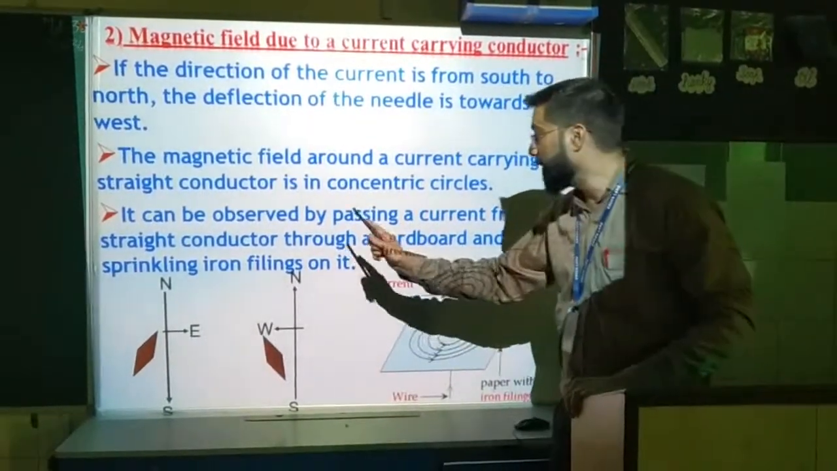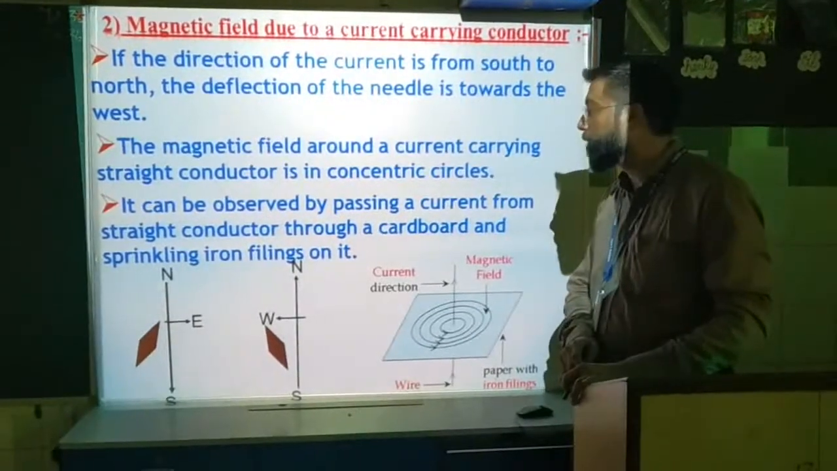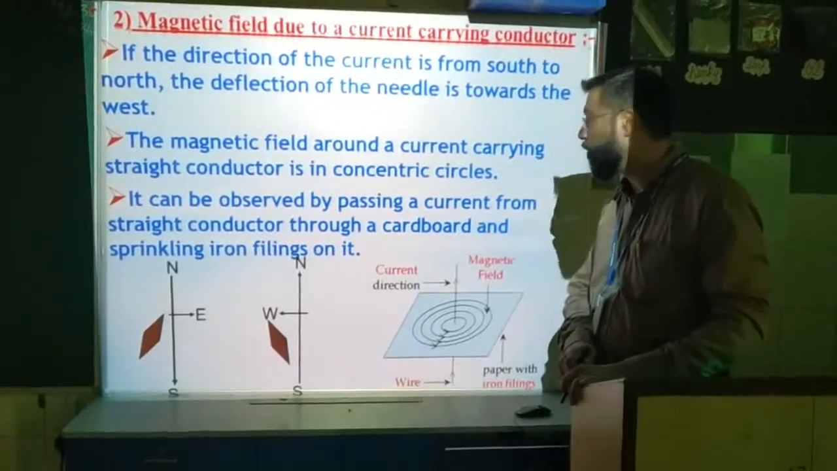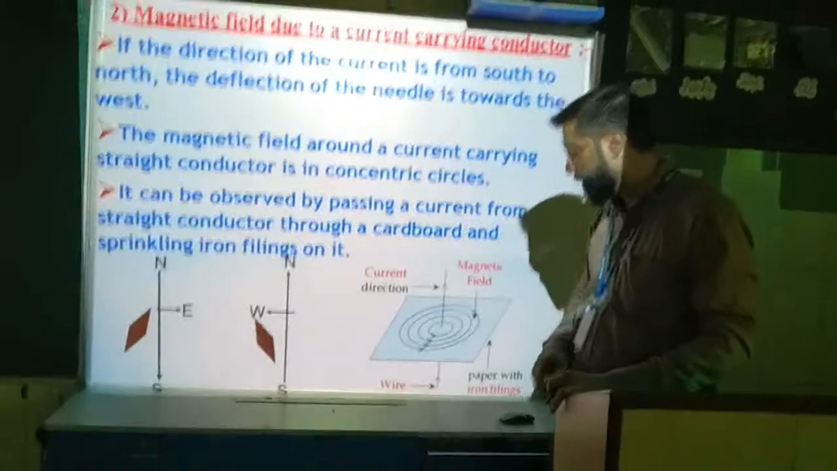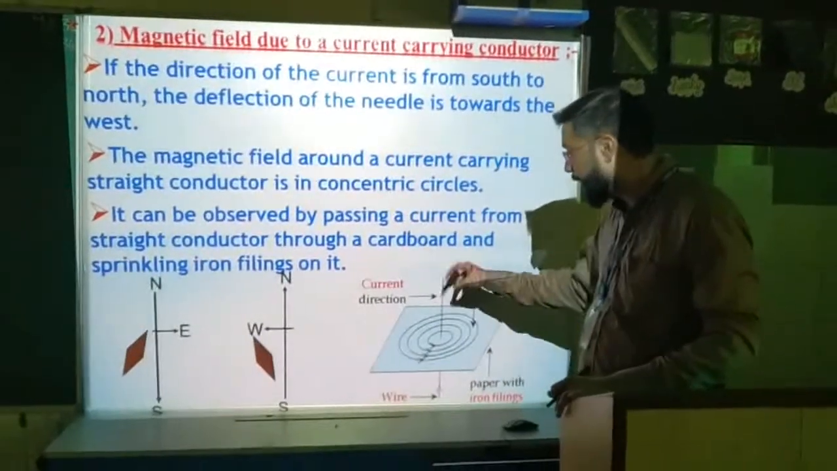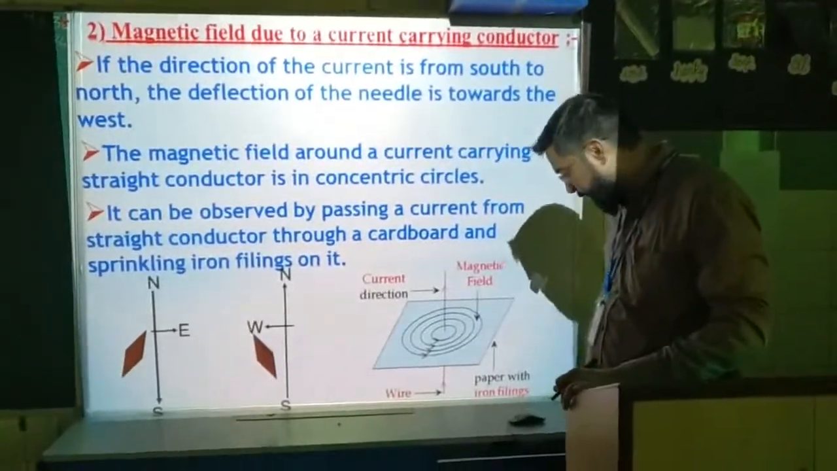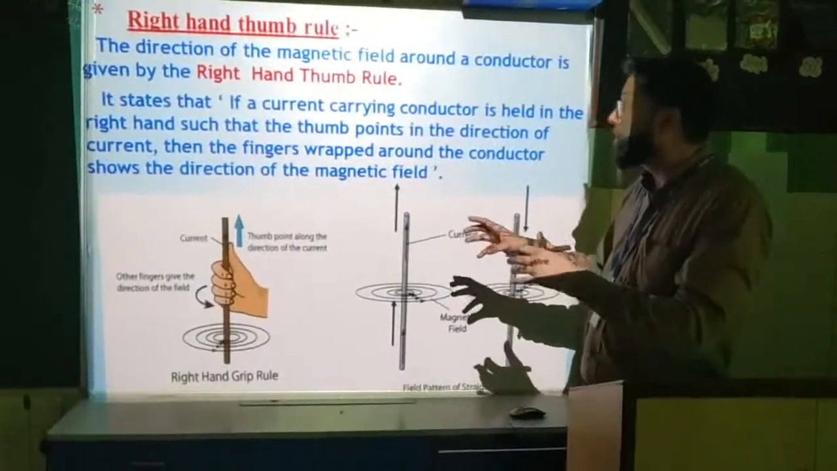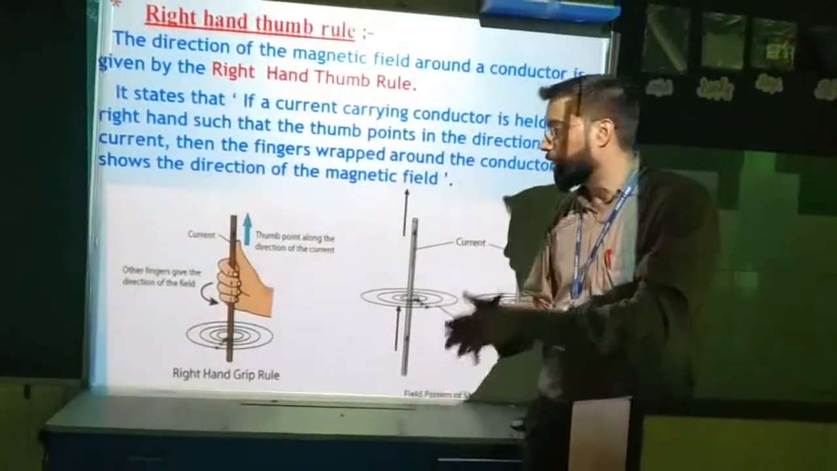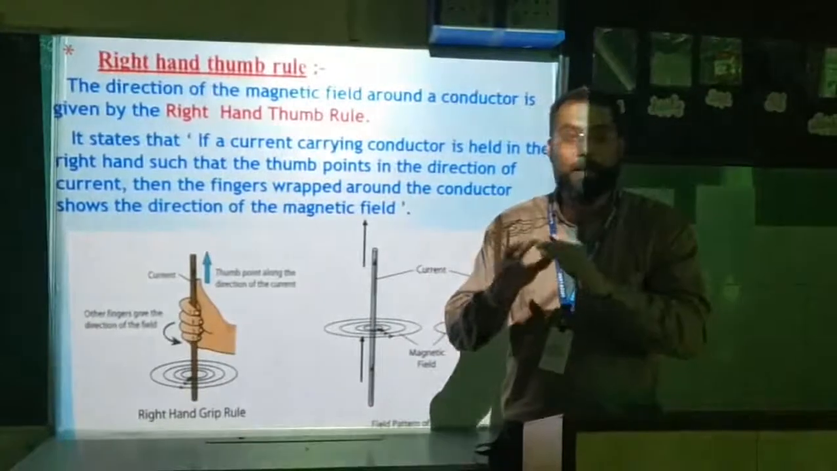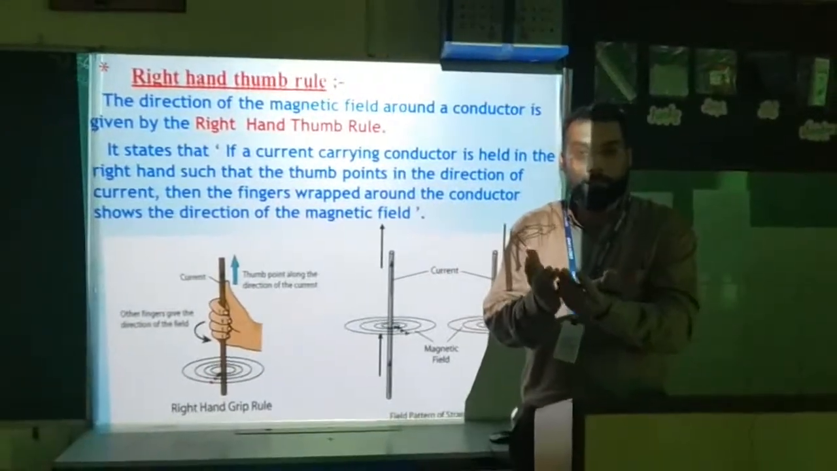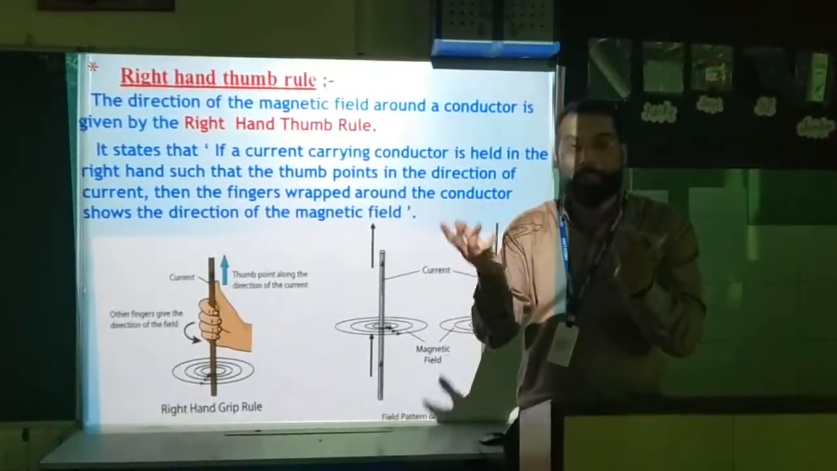It can be observed by passing a current through a straight conductor through a cardboard and sprinkling iron filings on it. If you sprinkle iron filings around that wire, they form concentric circles. They settle themselves around the wire in concentric circles.